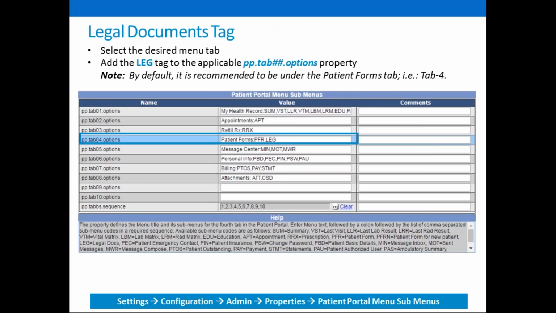The legal documents tab, if you want them to be able to do their electronic signing of consent forms, this is the property where you can assign that code. The code is LEG for legal. Incidentally, this is just the screen where overall you're able to configure the menu options that your patient has and the name of those tags that the patient is seeing.